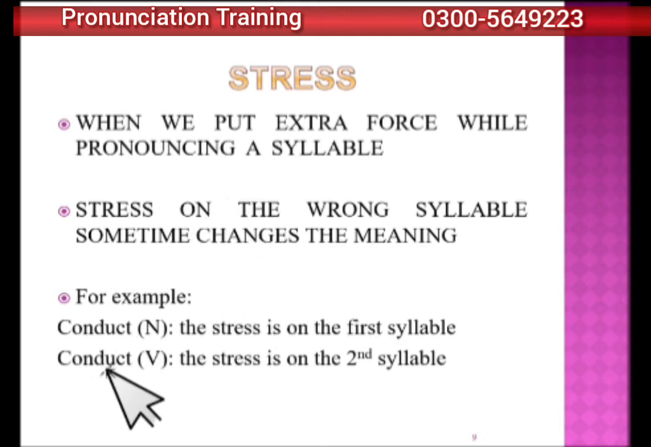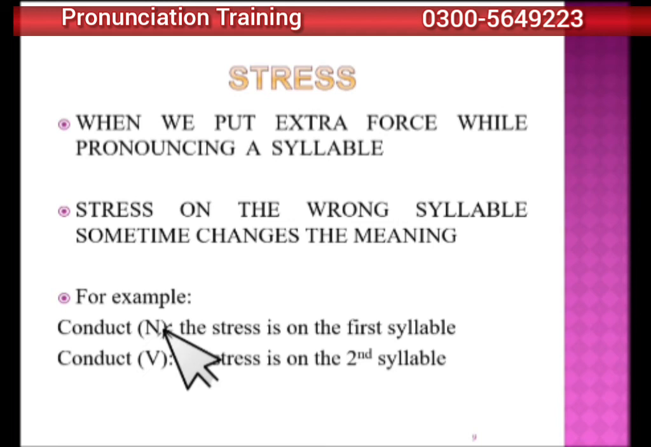For example, there is a word conduct. Sometimes it is used as a noun and sometimes as a verb. When this word conduct is used as a noun, the stress is on the first syllable. Conduct, there are 2 syllables. When this word is used as a noun in a sentence, the stress will be on the first syllable. You have to produce the first syllable a bit louder, with some extra force. It's not conduct, it's conduct. Your conduct is not good.